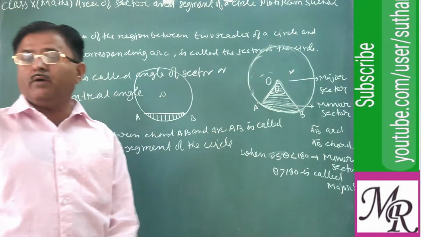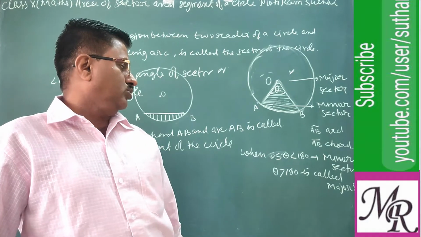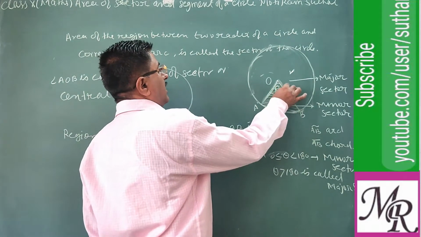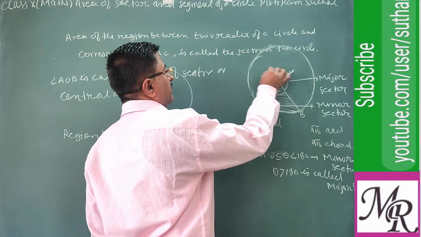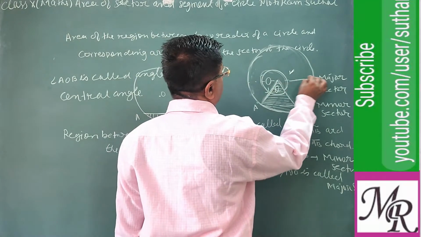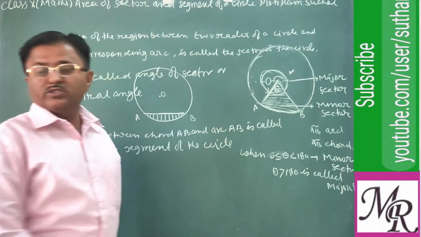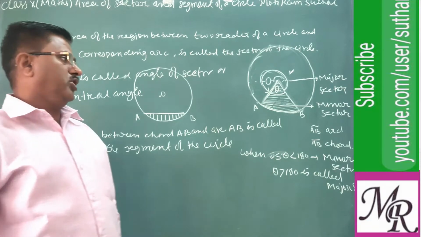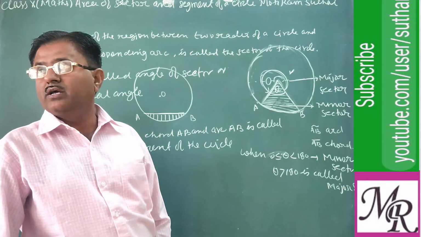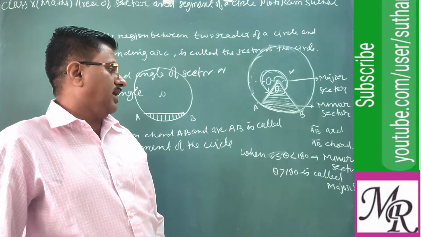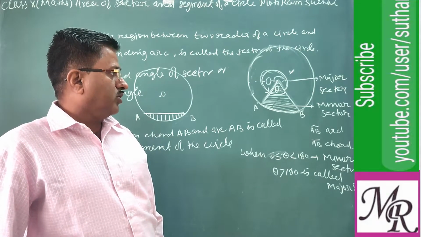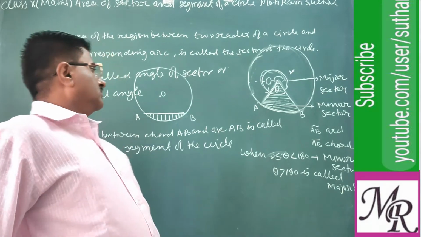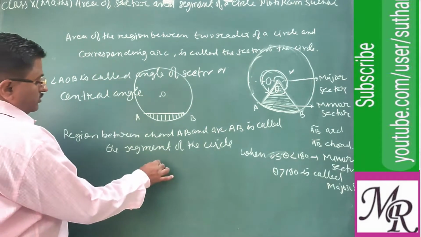What is the meaning of the major sector? The sector whose central angle is more than 180. You can see here this angle is more than 180 degrees, because 180 means a straight line like this. So this central angle is more than 180. The corresponding sector is called major, and if it is less than 180, then the corresponding sector is called the minor sector.